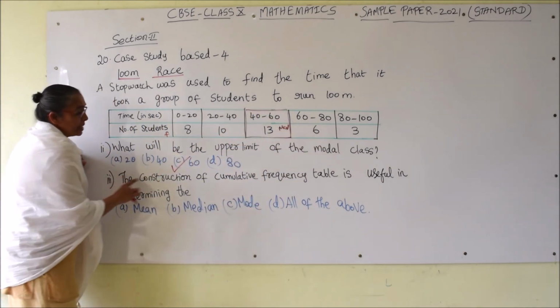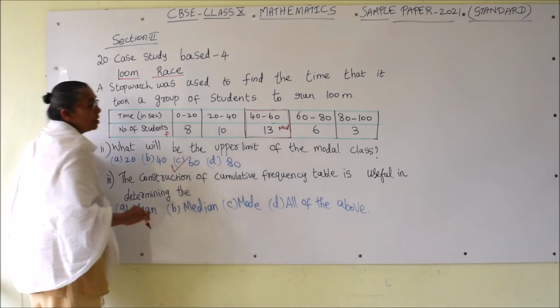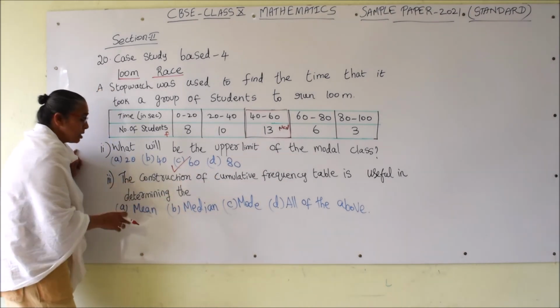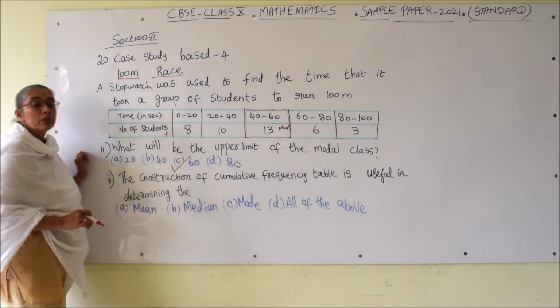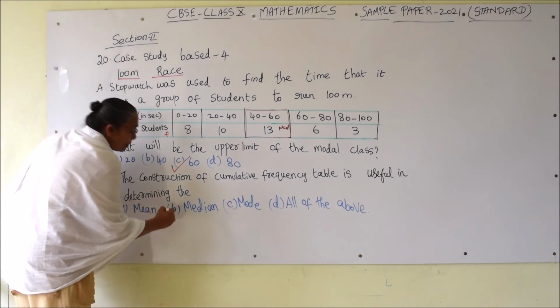Next, the construction of cumulative frequency table is useful in determining the mean or median or mode or all of the above. It is useful in finding the median.